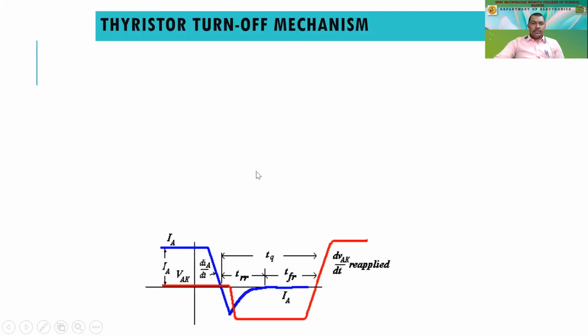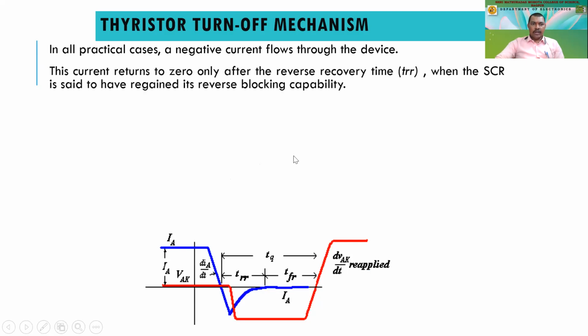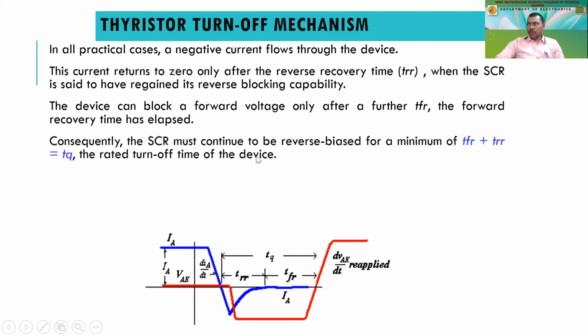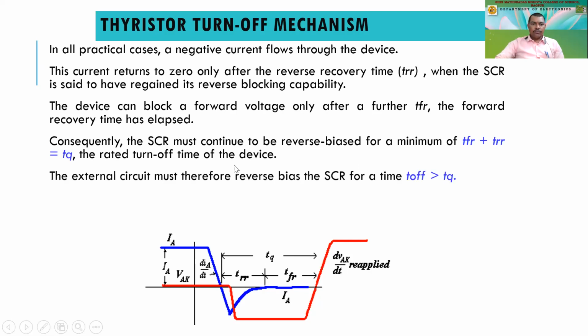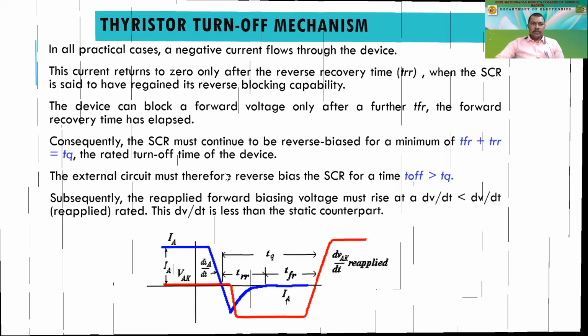Okay, so we have this diagram. This is how we can have a negative applied voltage through the device. The current can be made zero, right? So we have this turn off mechanism. We'll see this in the coming slides again.